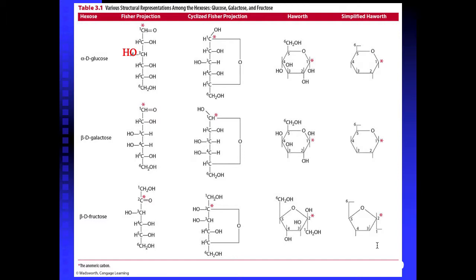So another term for this is, remember the term anomeric carbon? The anomeric carbon is essentially the carbonyl carbon when it's in cyclic form. That's all that means. So all you have to remember is, for glucose and galactose, the anomeric carbon is carbon number 1.